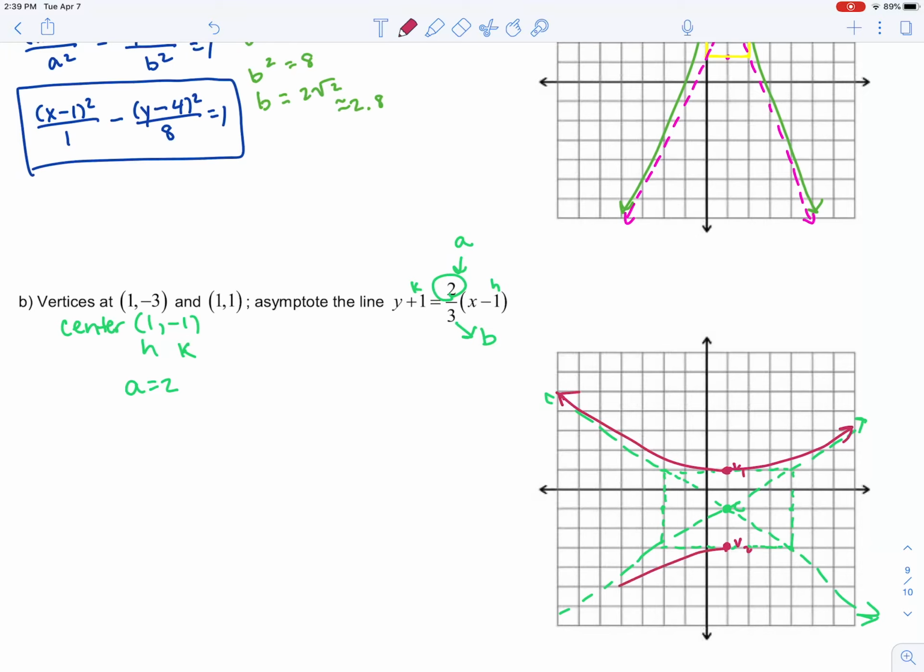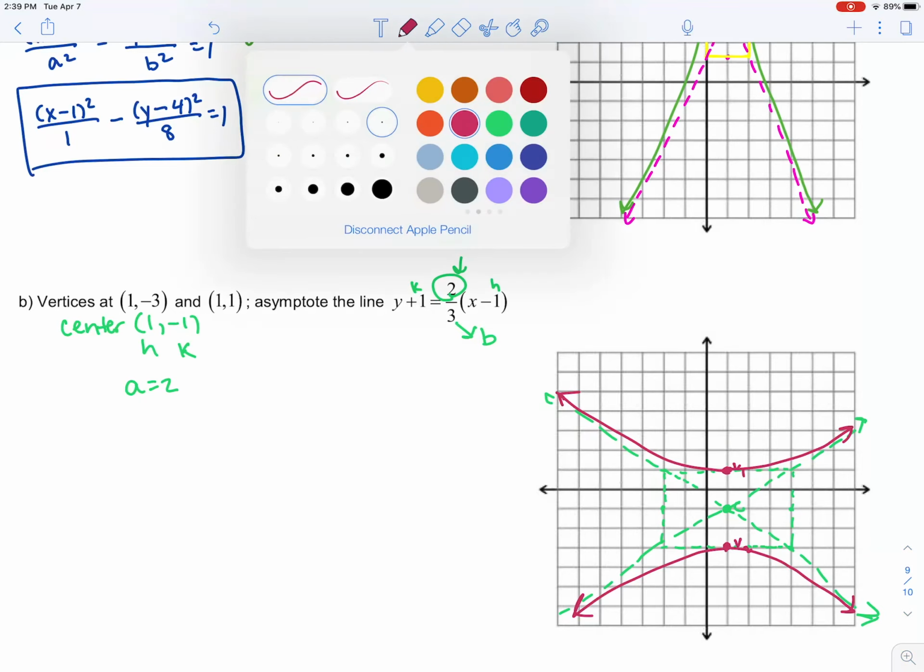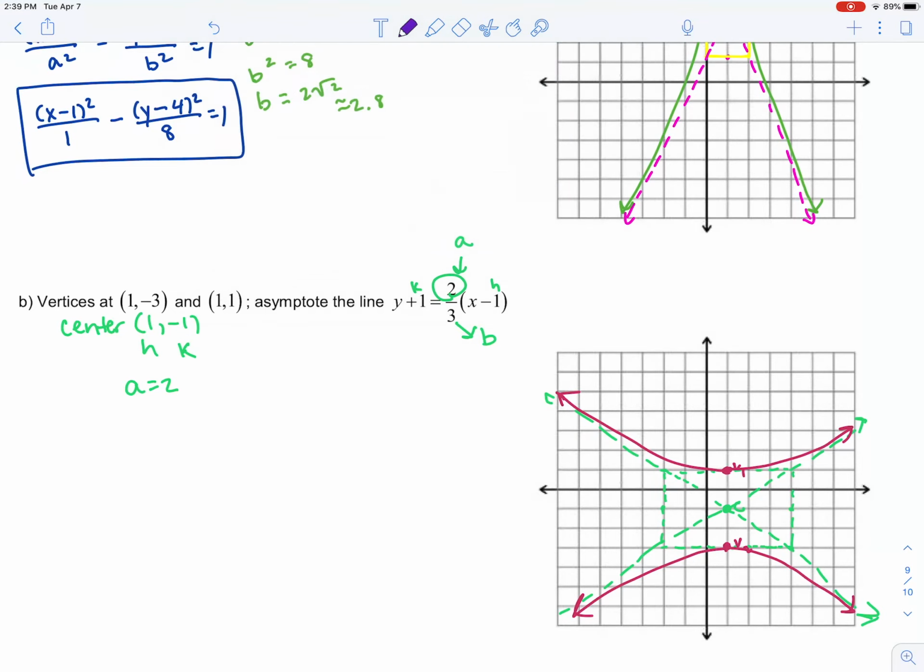So there's a really wide hyperbola here. Okay, and I fill it in down here as well. Oops, it shouldn't cross over the asymptote. I'm going to redraw that. Okay, and lastly, let's put everything together into the equation.